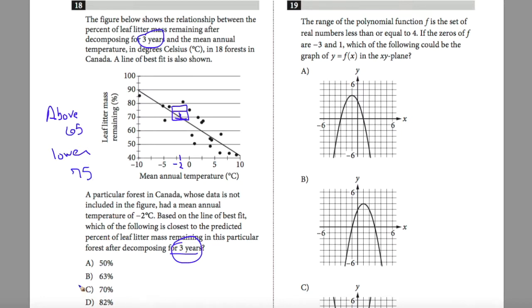Well, C is the best answer choice if I'm using the line of best fit in order to correlate. So C is going to be the answer to number 18.